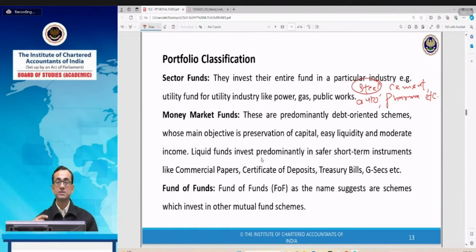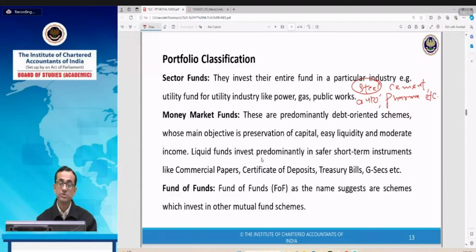And then there is a sudden jolt in the steel industry and the steel prices came down. So in this case, the mutual fund will also suffer loss and the mutual fund investor will also suffer loss. Obviously there will be proper research and development on the part of the mutual fund, but still investing in a particular sector is basically considered to be risky.